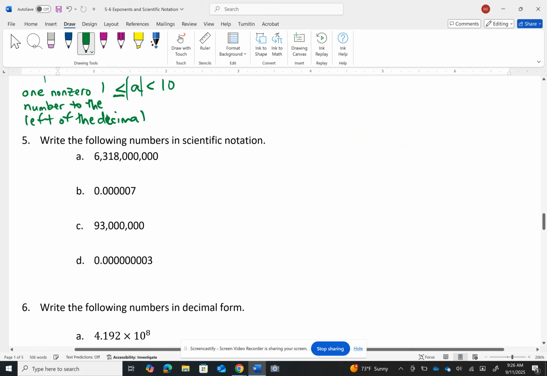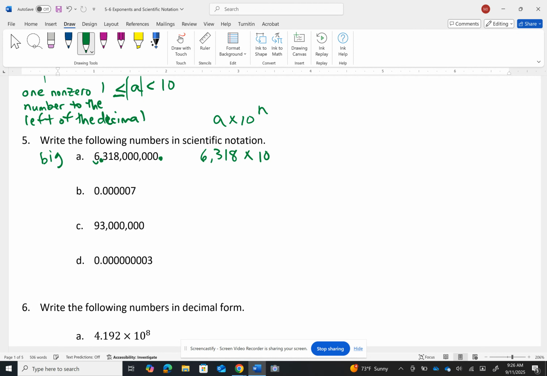All right, so it'll make more sense when we do it, when we use scientific notation to rewrite these. So if you have a whole number, the decimal's understood to be there. But we want the decimal to be here so that there's only one number to the left of the decimal. So the number part, remember how it was a times 10 to the n? The a would be 6.318.